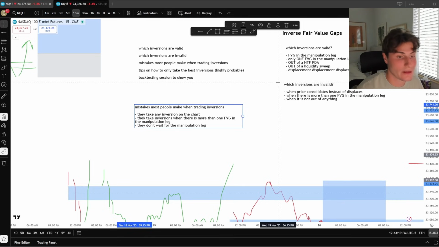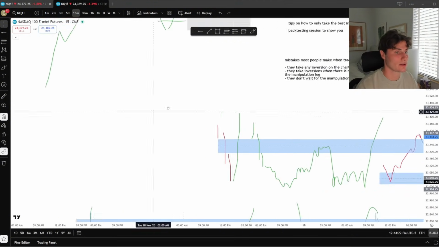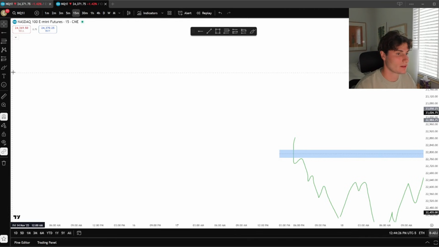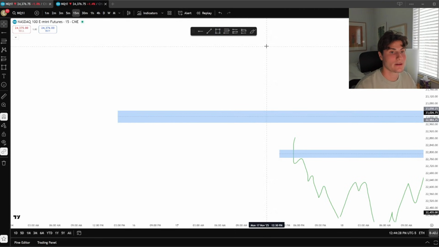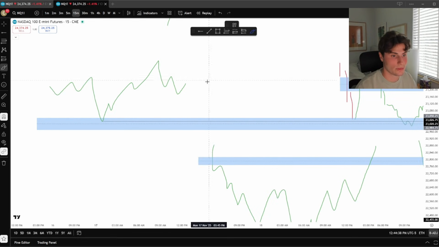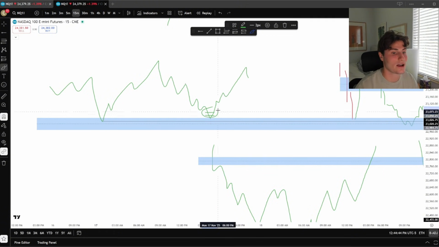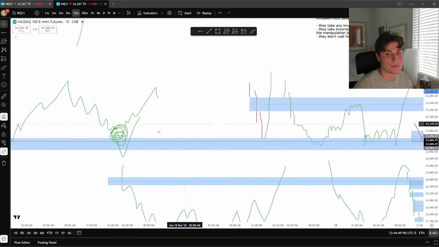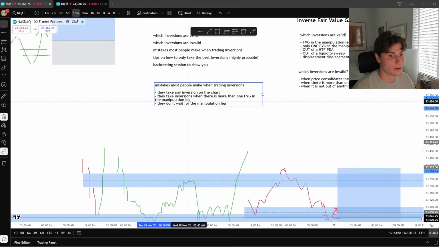And that's something that a lot of you guys do that I really want to touch on. A lot of you will see something like this, where we have a fair value gap. Let me draw it. We have a fair value gap and price does this, and makes a low. Instead of waiting for this low to get swept, you'll just wait for price to trade back into the fair value gap and then you'll take that inversion, right? And that's invalid. This is not a manipulation leg. It must be in the manipulation leg, if you get what I'm saying. So that's another mistake a lot of people make.